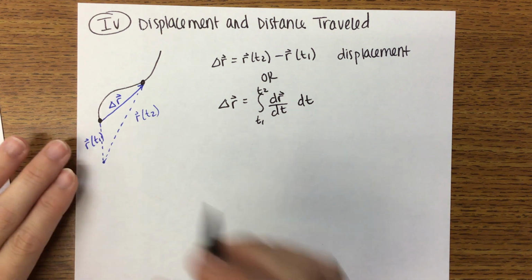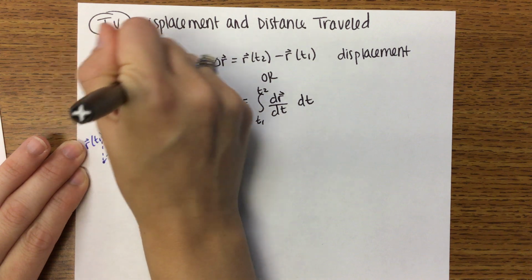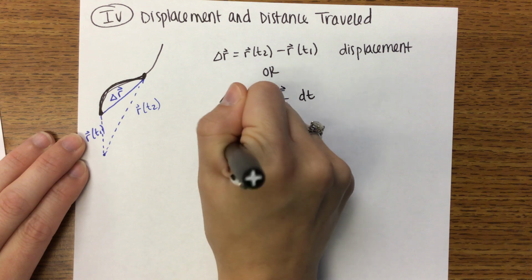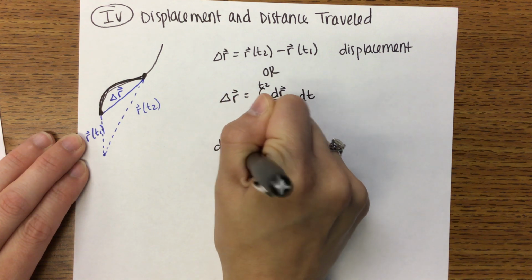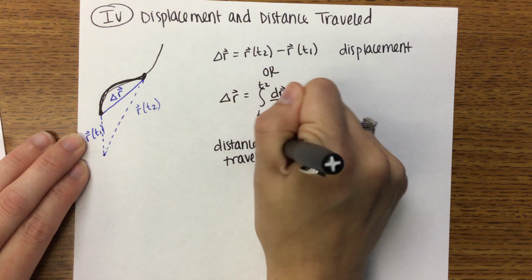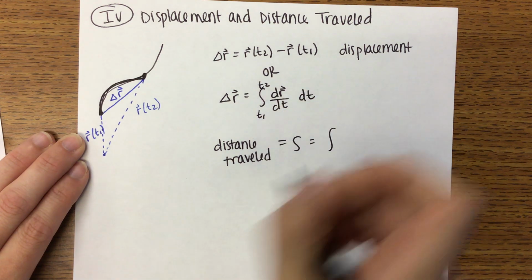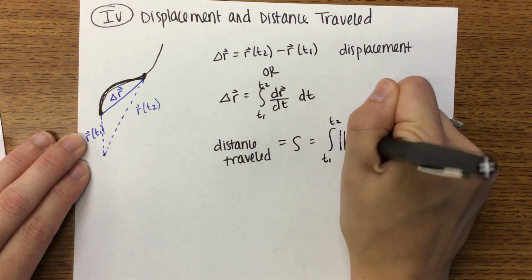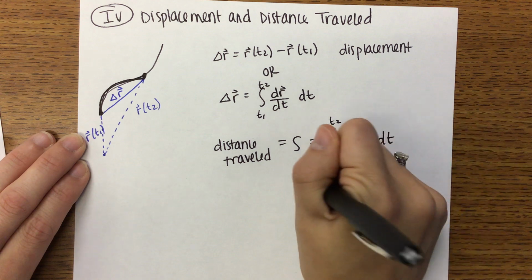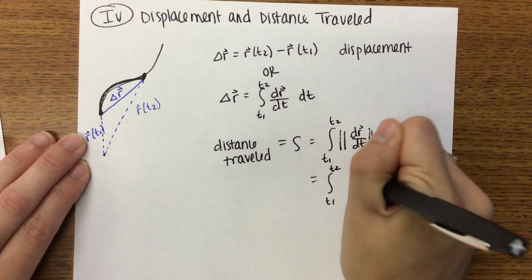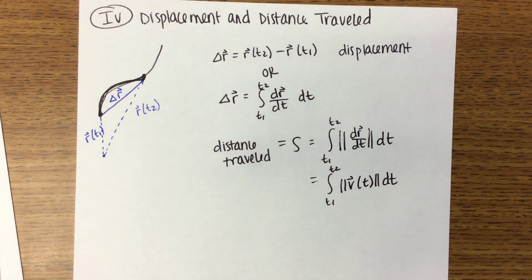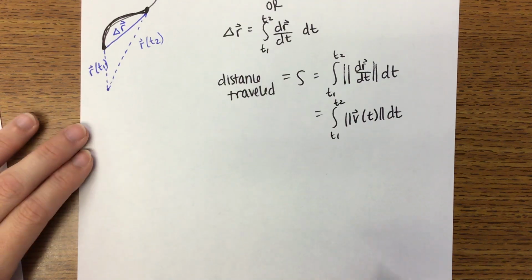Now, distance traveled would be this part here, like how far I actually went. So to find distance traveled, which is normally called S, again, you're going to integrate from t1 to t2. This time, though, it's the norm of dr dt. Alternately, dr dt is the same as v. So we have one quick example that we're going to do, and then we will be done with notes.